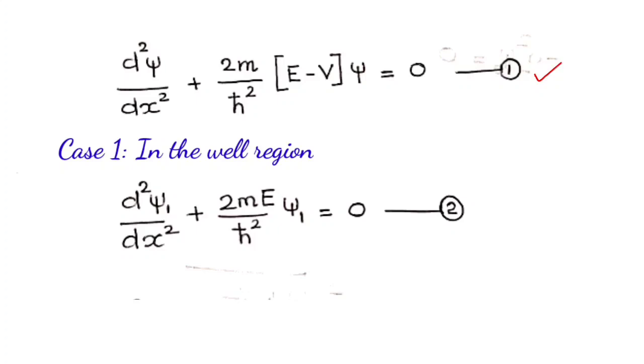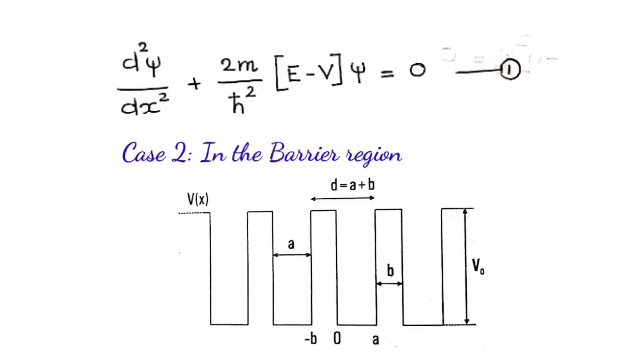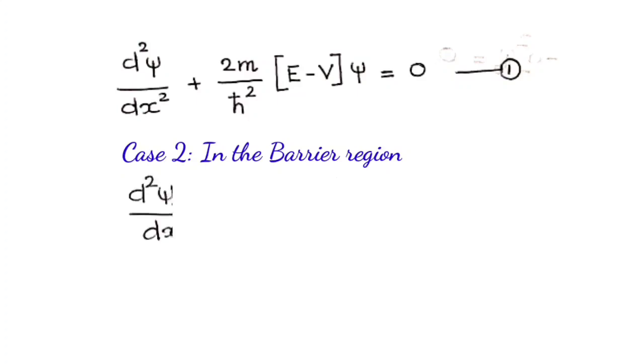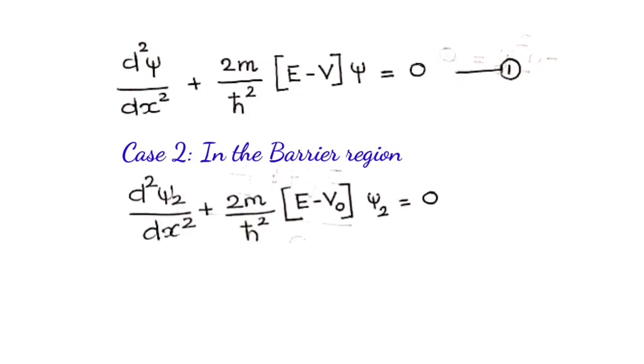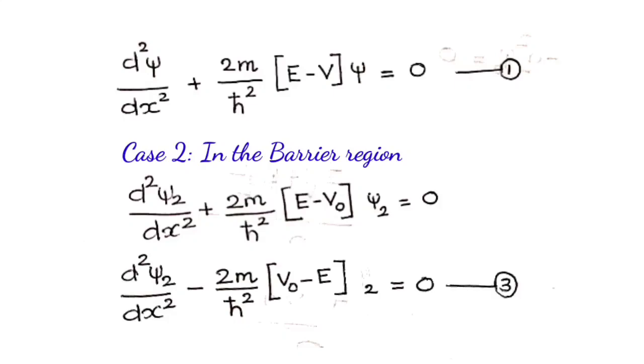Now consider the case of the barrier region. The electron can be anywhere between minus b and 0. So here the barrier potential will be V0, V is equal to V0. So the Schrodinger wave equation will become d square psi 2 divided by dx square plus 2m divided by h cut square into E minus V0 into psi 2 is equal to 0. We also know that the energy is less than V0, so we can rearrange the equation as d square psi 2 divided by dx square minus 2m divided by h cut square into V0 minus E into psi 2 is equal to 0. This can be taken as equation number 3.